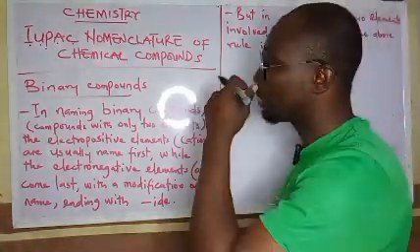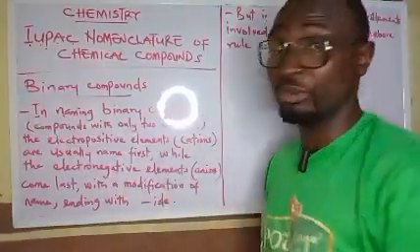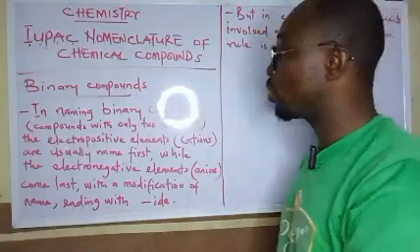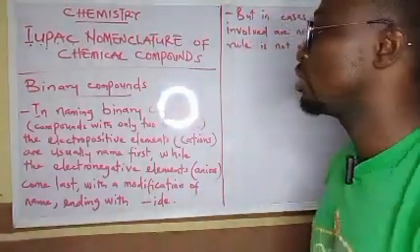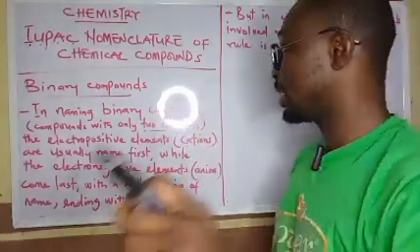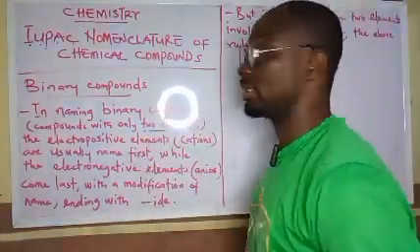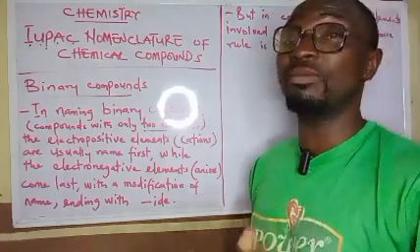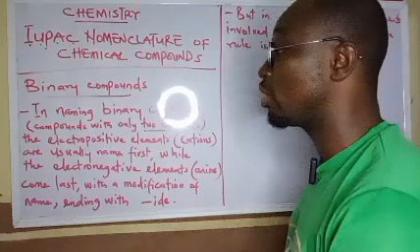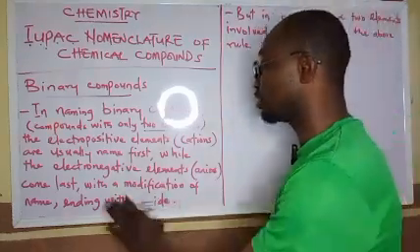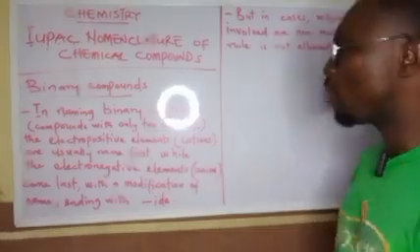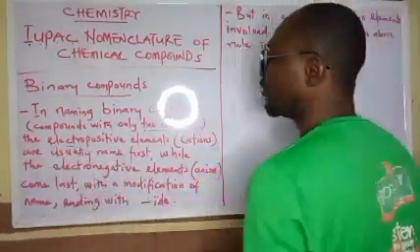The first class we are going to be considering is the binary compound. The word binary means two. Bi means two. So in naming binary compounds, that is compounds with only two elements, the electropositive element, that is the cation, is usually named first, while the electronegative element, that is the anion, comes last, with a modification of the name ending with IDE. So now, what is an electropositive element?